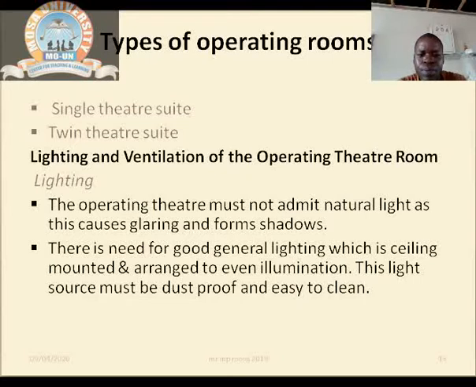This light source must be dust-proof and easy to clean. So we have lights which have been designed specifically for operations, and they've been mounted to the ceiling board, and they are very easy to clean. Even if an artery splashes blood on it after an operation, these lights can be cleaned so that they can be ready to be used for the next patient.